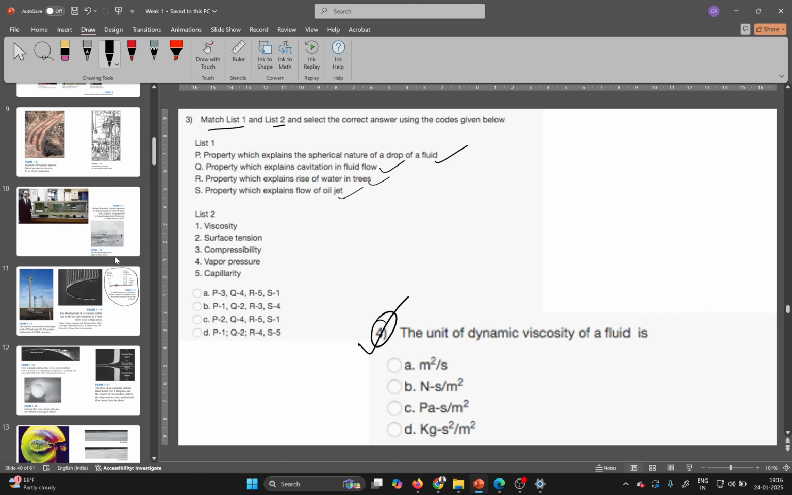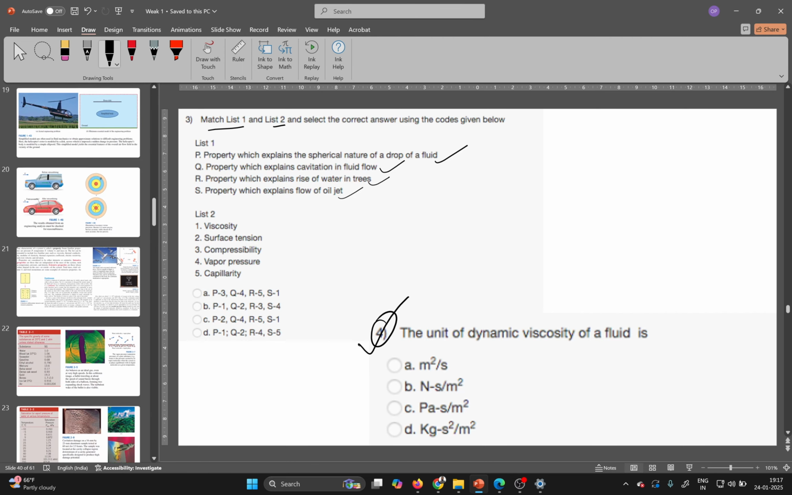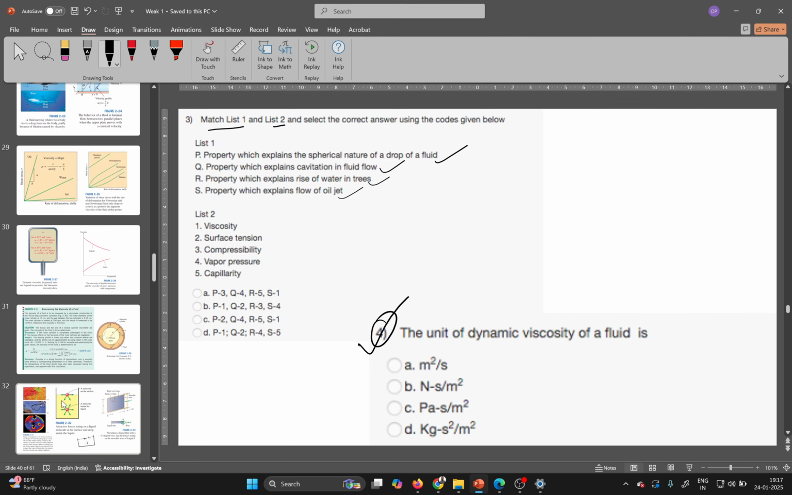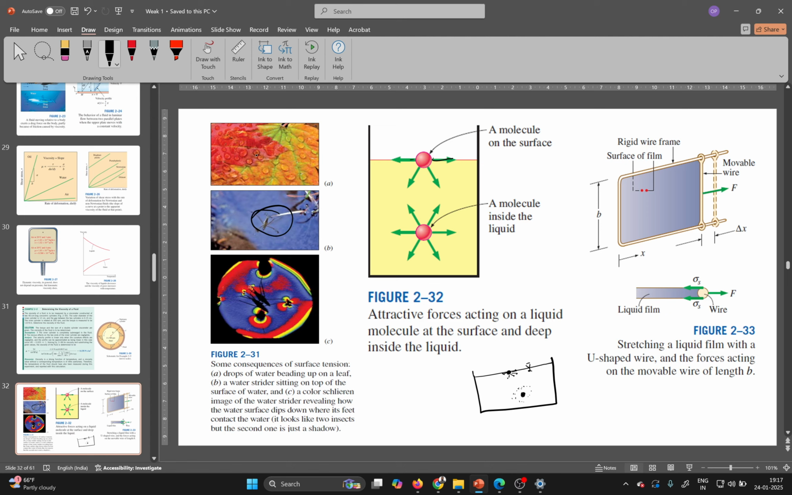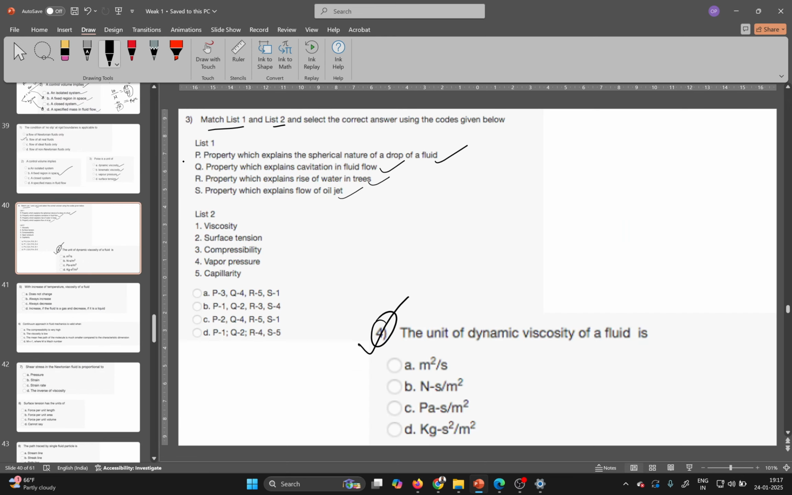So I want to show you the pictorial representation of surface tension, where it is. Okay, here you can see the first one is talking about the spherical nature of your drop, which is due to your surface tension. So you can match your P very easily with the 2.